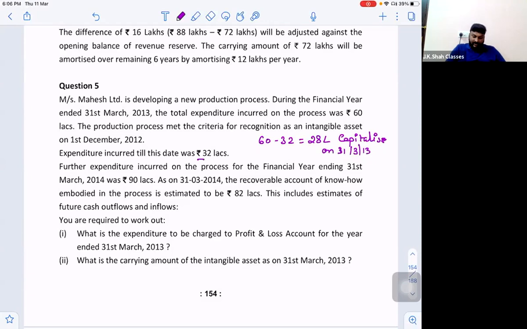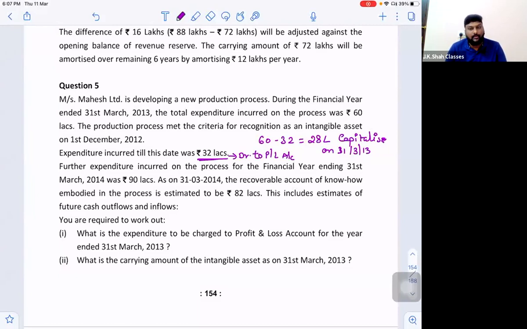And sir, this 32 lakh will be debit to P&L, and this can be very much considered as the research cost also. Or else, if you consider this as development cost, no problem, sir. But logic is what? Development cost incurred prior to asset meeting the recognition criteria also goes to P&L account. So end of the day, this 32 lakh has to be debited to P&L account as on 31st March 2013.